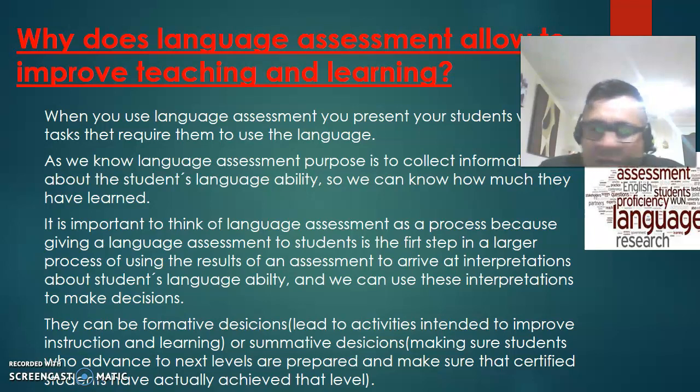We have two kinds of decisions. They can be formative decisions. The formative decisions can lead to activities intended to improve instruction and learning. Or we can have summative decisions. These summative decisions make sure that the students who advance to the next levels are prepared and make sure that certified students have actually achieved that level.